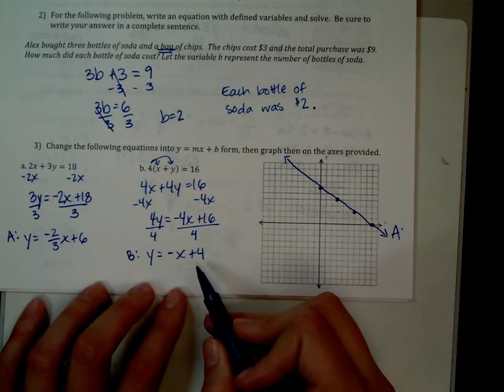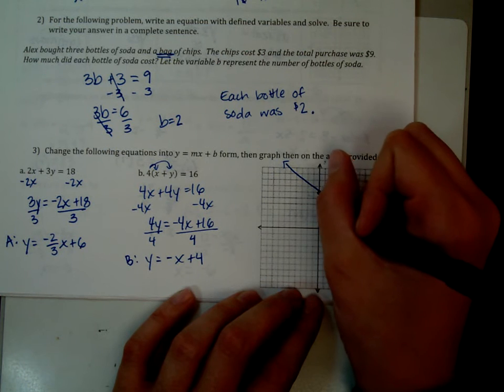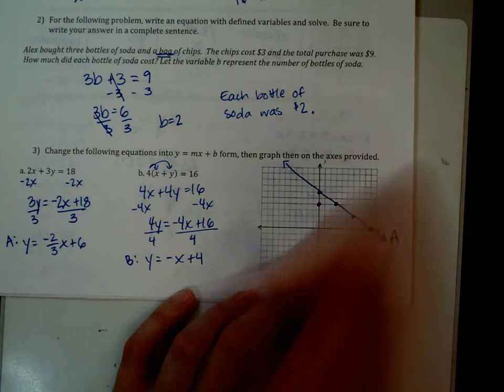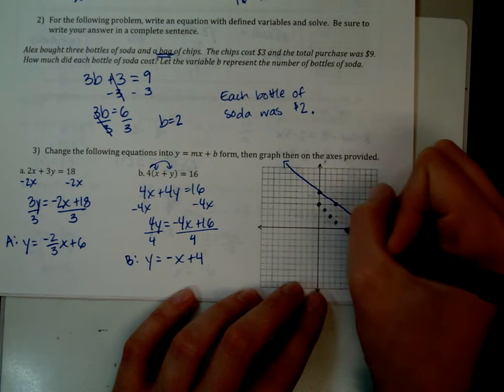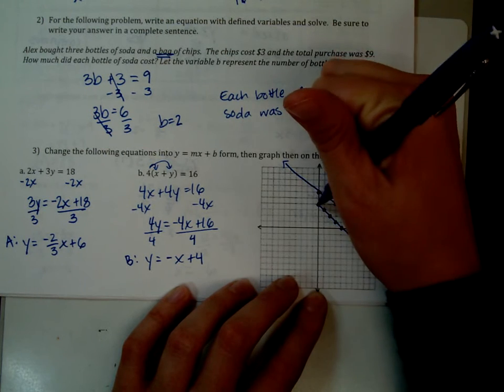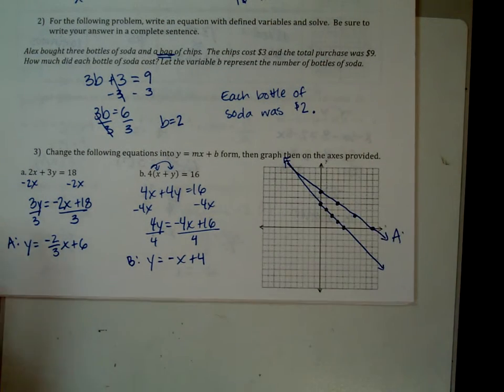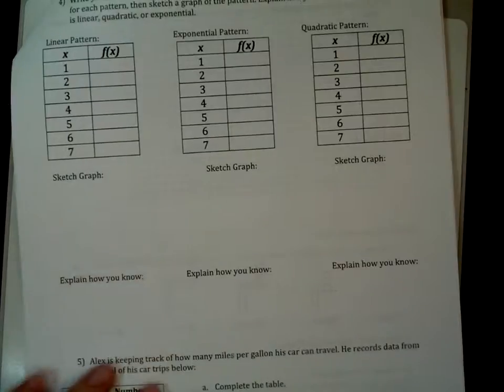Line B has a y-intercept of 4. So I go up to 0, 4. And my slope is negative 1. So I go down 1 over 1. This is line B.